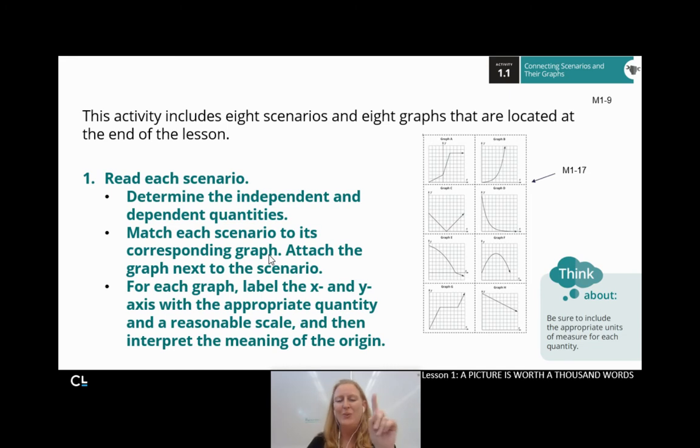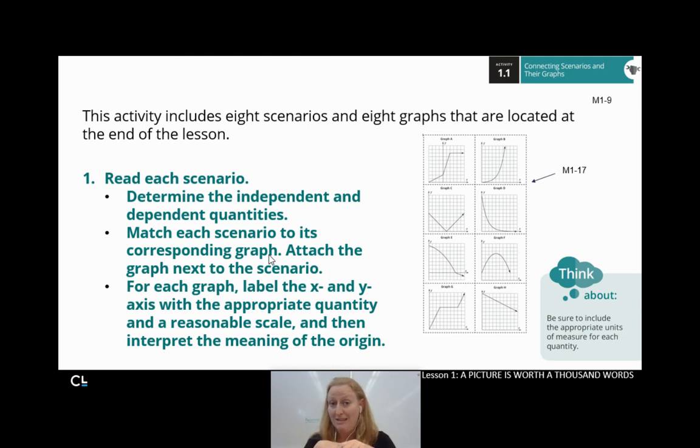Then, there's more, one last thing. For each graph, I would like you to label the X and Y axes with the appropriate quantity and a reasonable scale, and then interpret the meaning of the origin. So at this point, label your x-axis, label your y-axis, make sure you give me the units, right? That's what it says by appropriate quantity. Is it hours? Is it minutes? Is it miles?